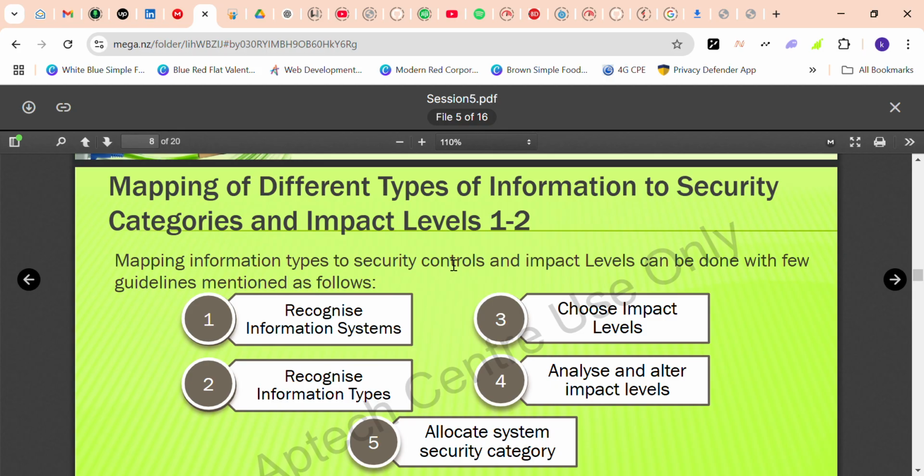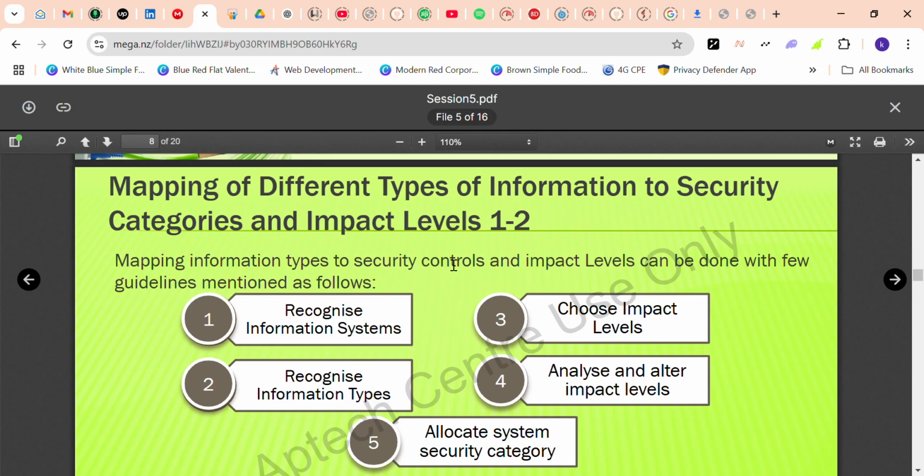And number two is to recognize the information type. What kind of information does it carry? And number three is to choose the impact level, because the impact level also will be what? Is it high, low, or medium? That's the level. Are you with me? Is the impact level very high? Is it low? Or is it in the medium range?